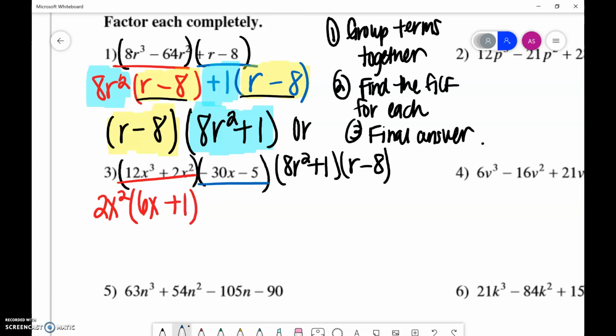Then I'm going to do my second set. Now notice here I have a negative in front of this 30x. So I need to factor out a negative number. So I'm going to go ahead and put in that negative sign.